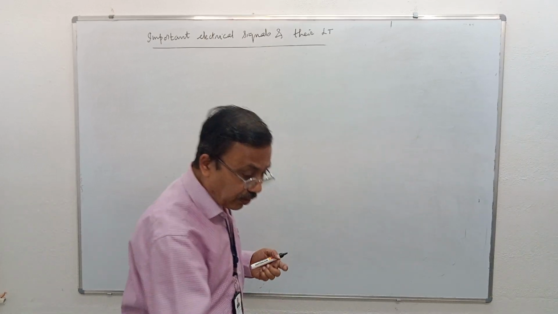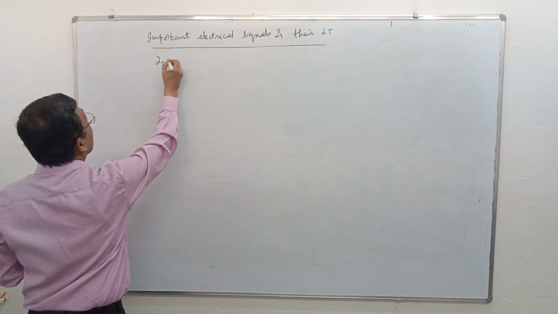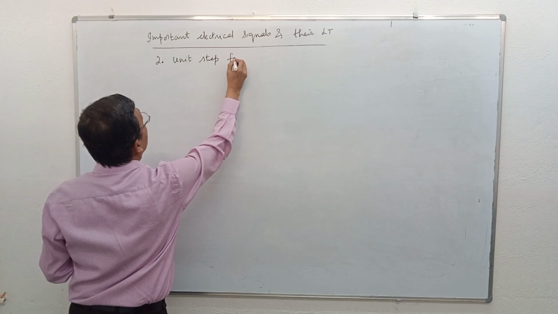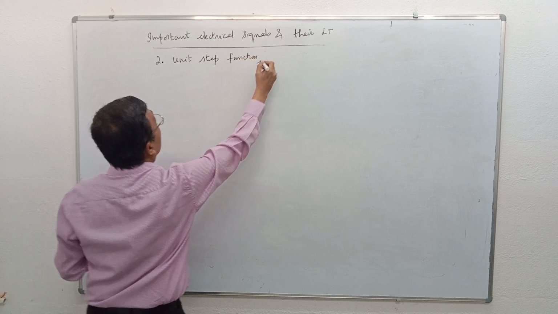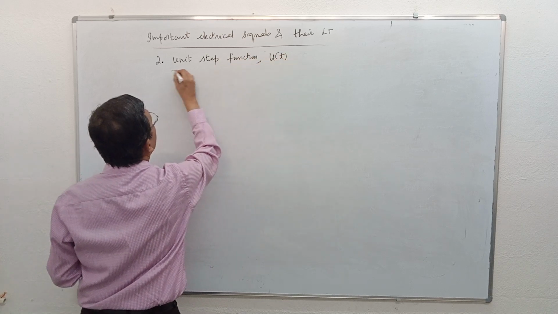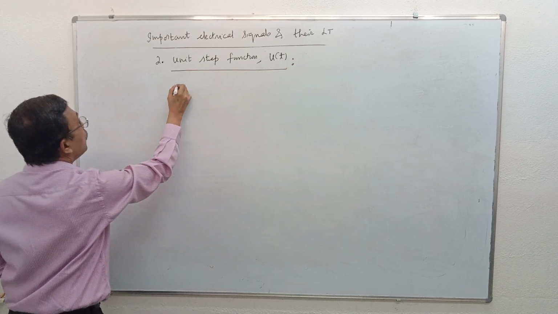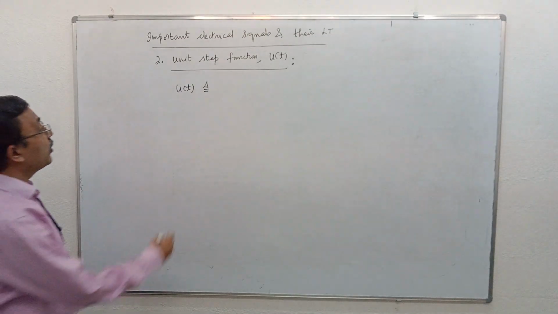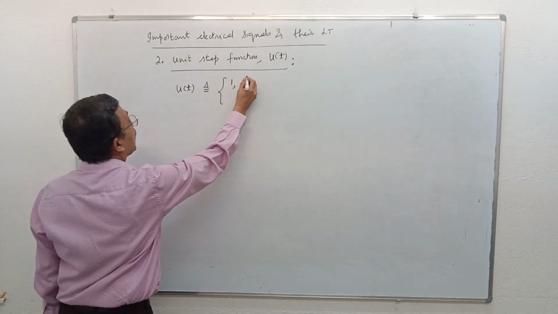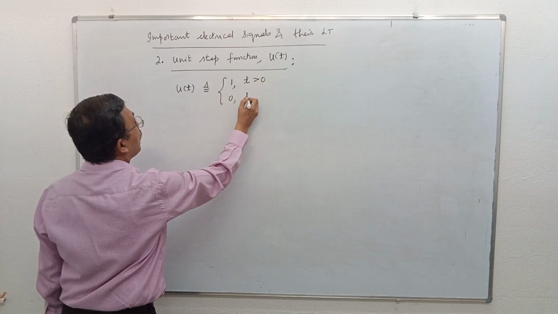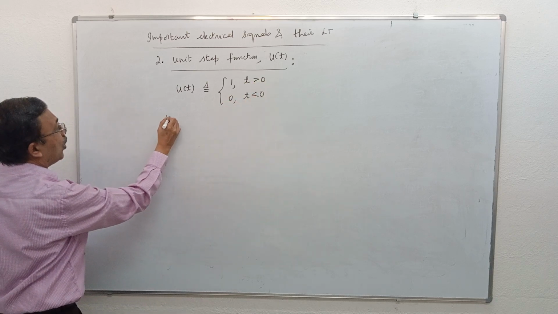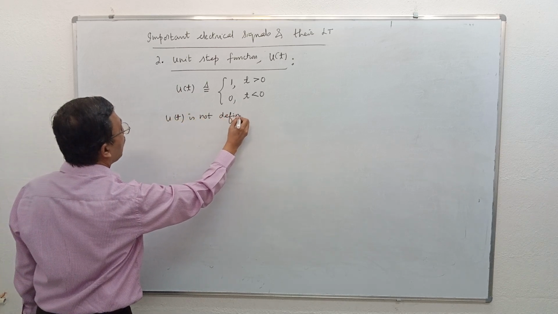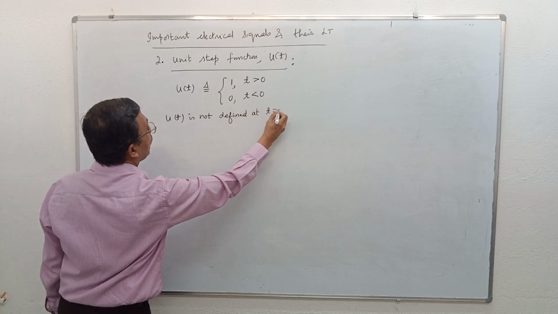The second function is known as the step function. To be more precise, it is called the unit step function, denoted by u of t. How do you define this function? U of t, by definition, is 1 for t greater than 0, 0 for t less than 0. U of t is not defined at t is equal to 0.